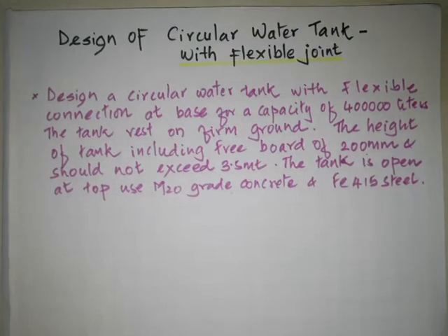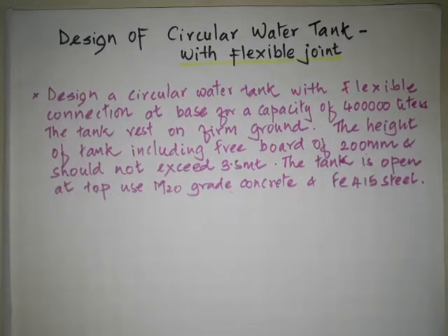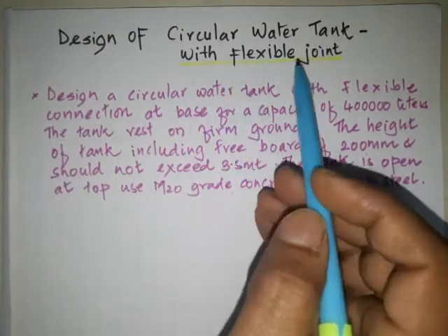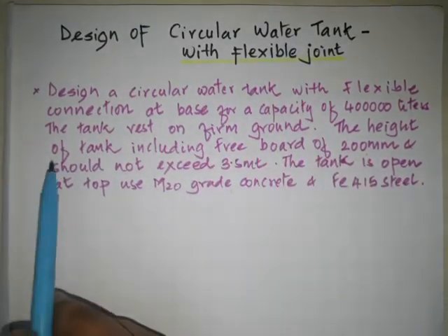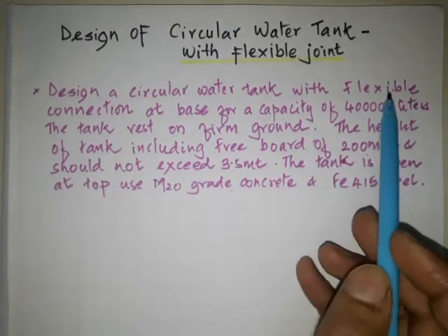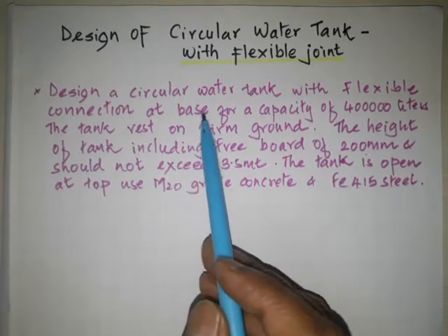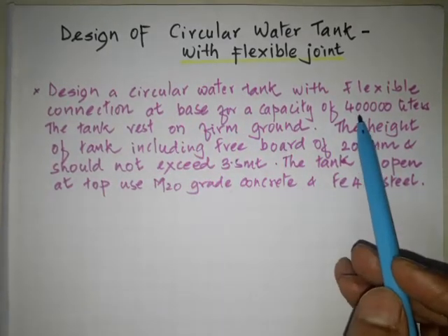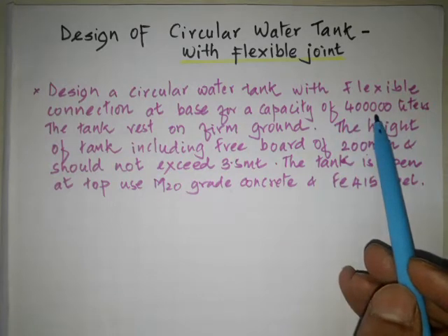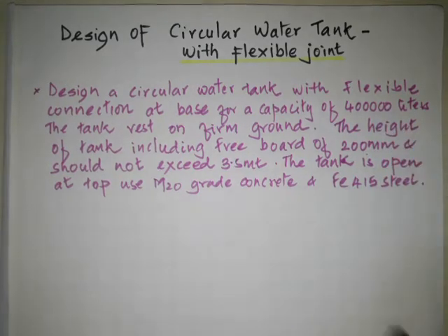After the discussion of the circular water tank, in this session I am going to start with the design of circular water tank with flexible joint or flexible base. The statement of the problem is given here: design a circular water tank with flexible connection at base for a capacity of 4 lakh liters. So that tank has to store water of 4 lakh liters.